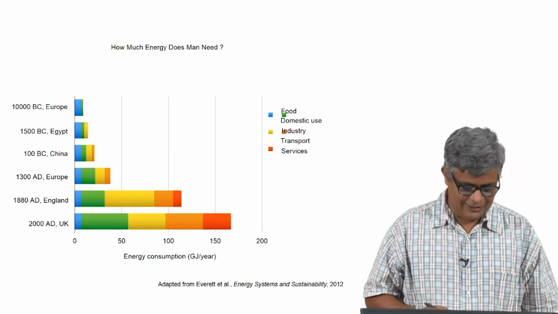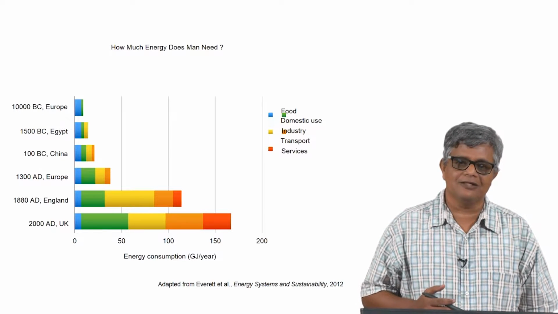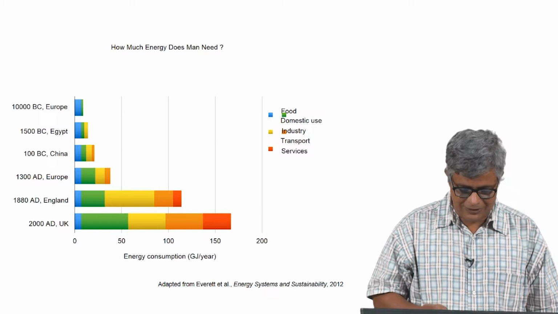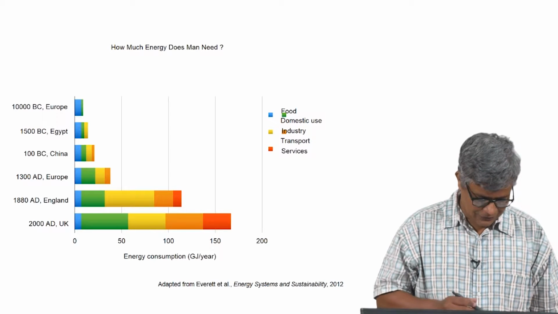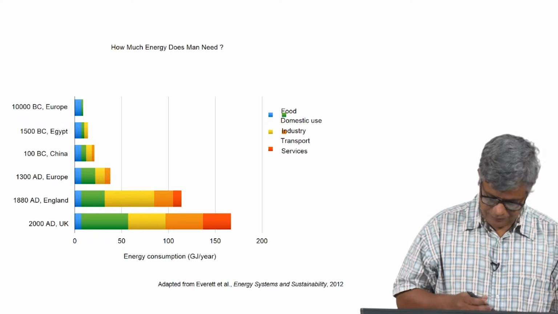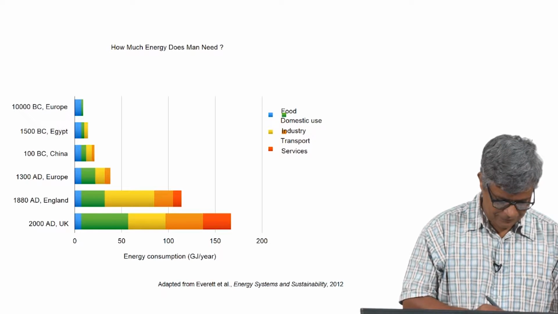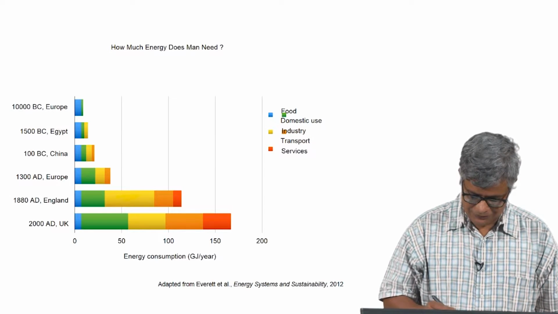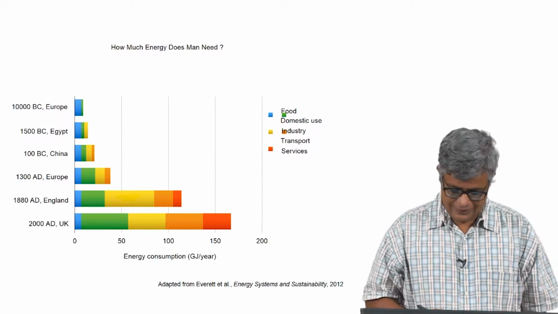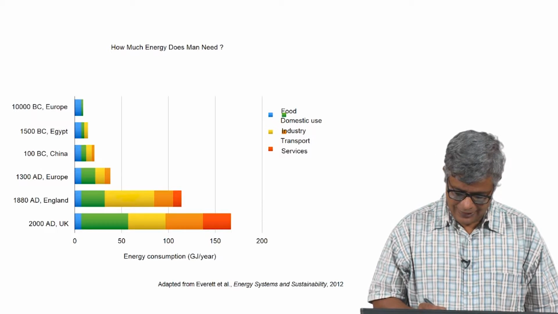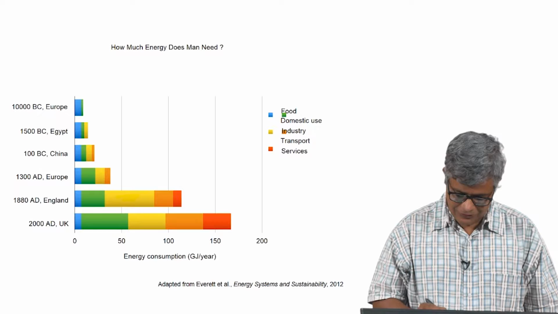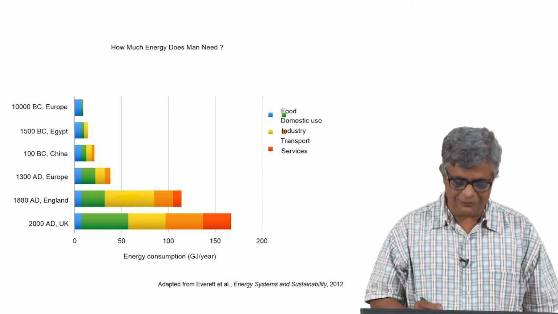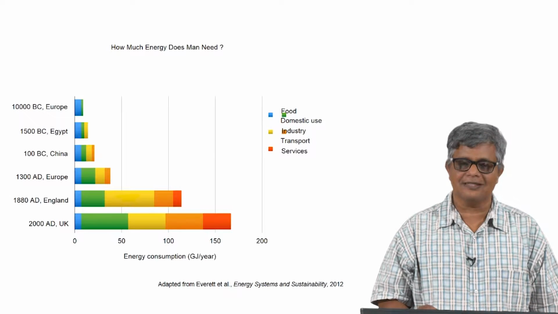And 1880 AD is the height of industrialization. In England, you can see a big amount of increase here for industry, and also a much larger amount here for transport, and services are beginning to also take a significant amount.